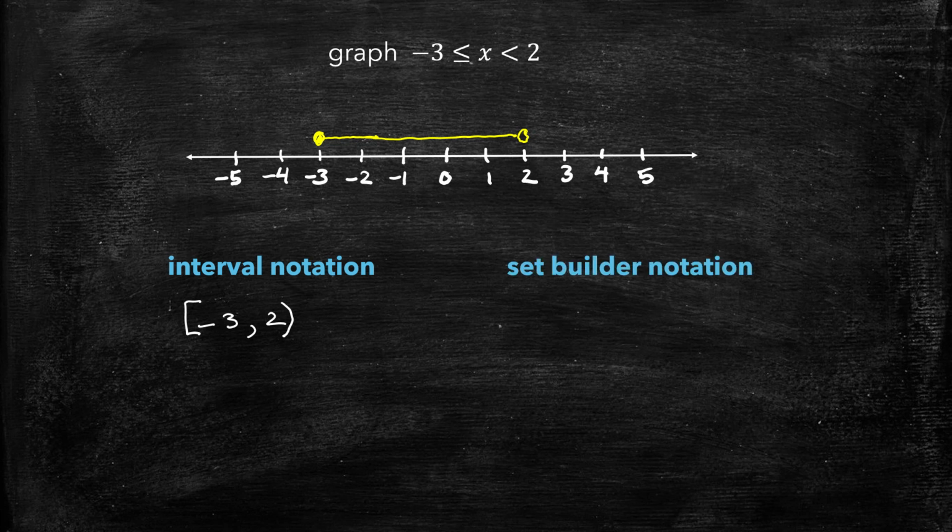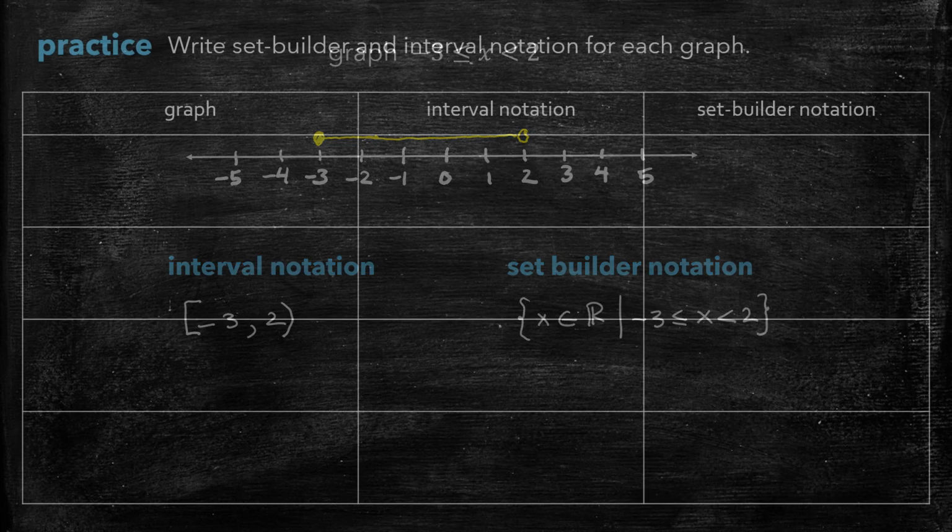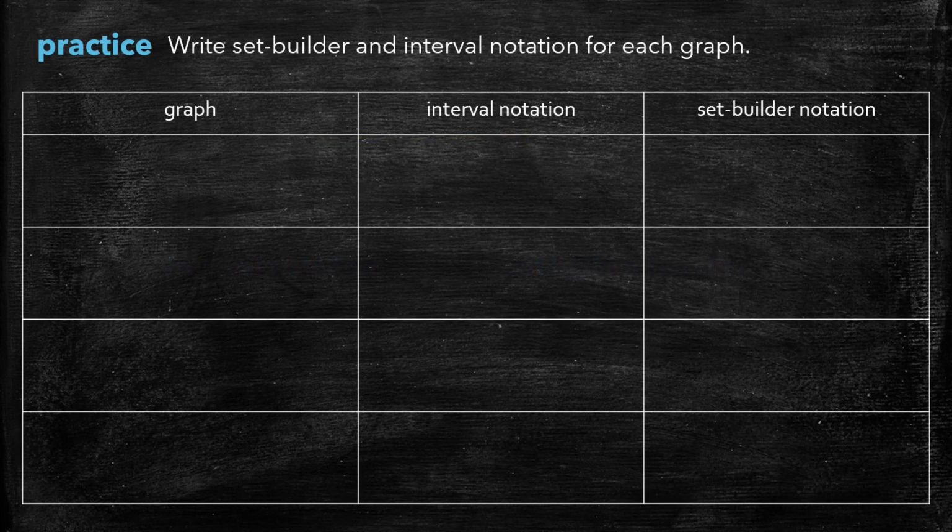And set builder notation, squiggly brackets, x is contained in the set of real numbers such that, well, we just take the inequality and we write it again. So negative 3 is less than or equal to x is less than 2. So let's do some practice. And feel free in this slide to pause the video and try and write the two types of notation yourself before checking your answers.